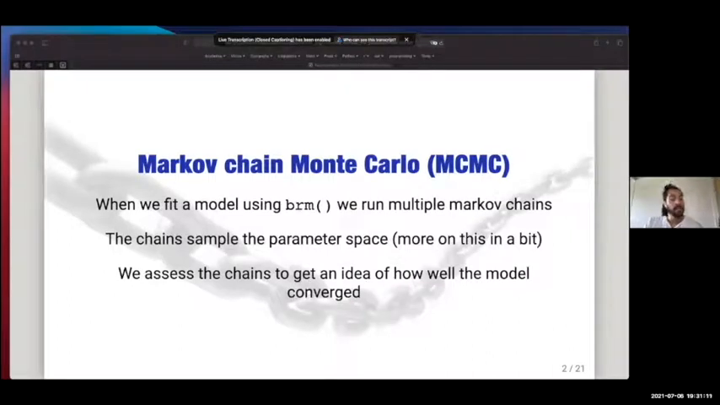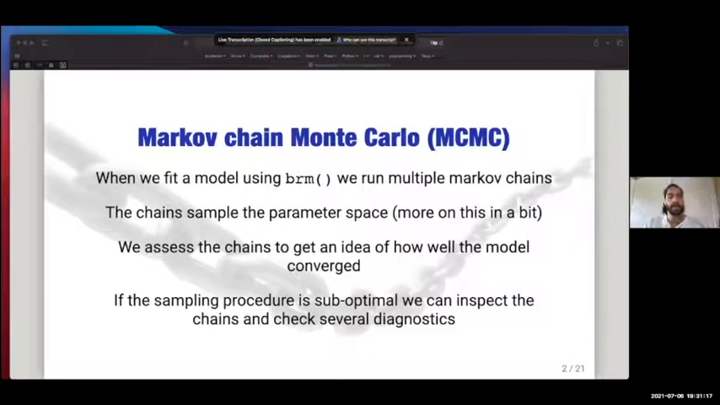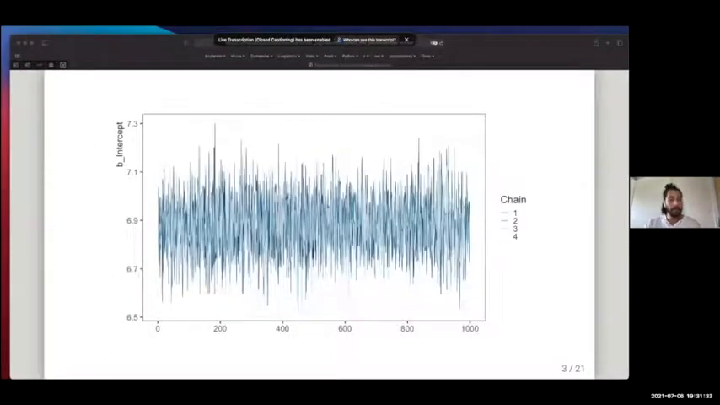And then what we can do is assess these chains to get an idea of how well the model converged for us, okay? If the sampling procedure is not optimal, then we can inspect the chains and have an idea of what went wrong and what we can do. We're going to look at some of the diagnostics that BRMS gives us by default. The main way that we do this is by looking at what are called trace plots. You may have seen these before. They're kind of crazy at first, but with a bit of an explanation, it should make a bit more sense.